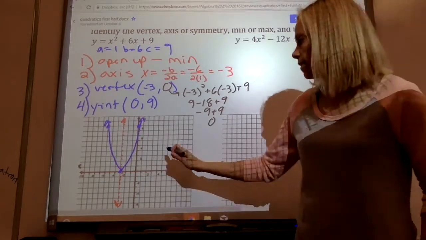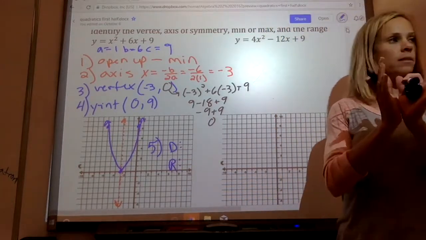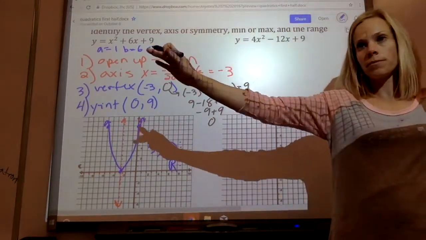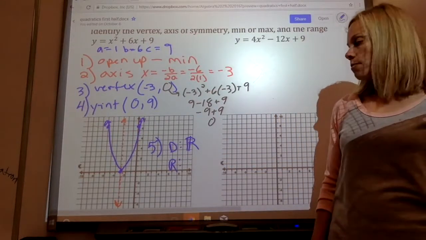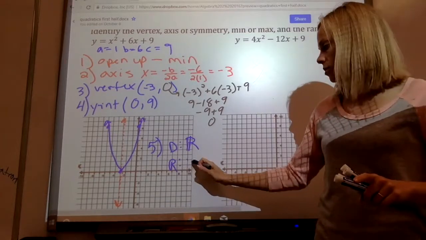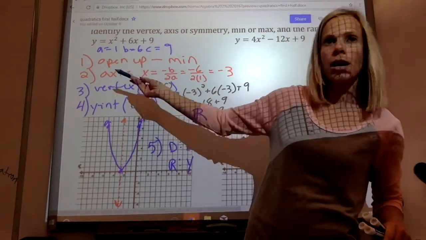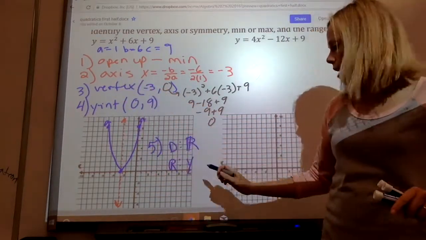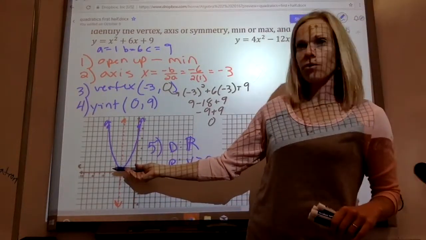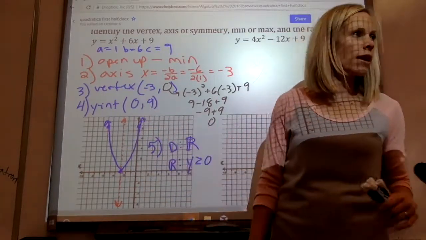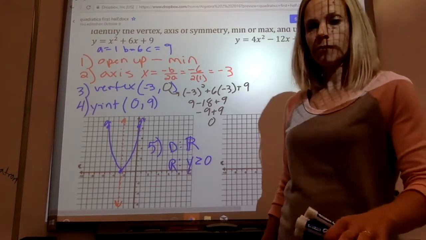And the last step, 5, my domain and range. My domain is going to be left and right forever, all real numbers. Domain is always all real numbers. That will never change. But range, you have to think about range because I'm starting at y equals 0 and I'm only going up. So the range on that would be y is greater than or equal to 0. Okay? Where am I starting on the y and am I only going up or am I only going down? That'll be your inequality sign. That was complicated.